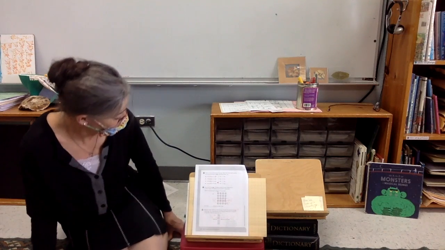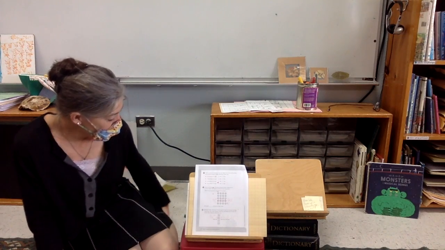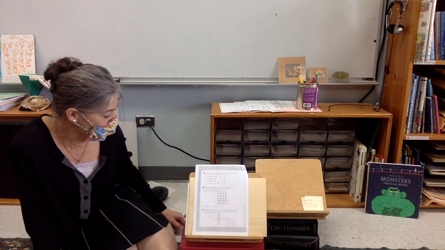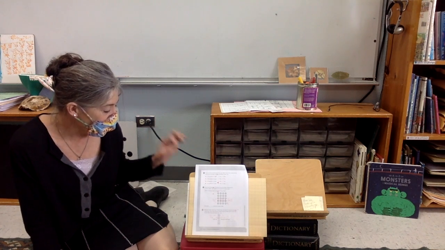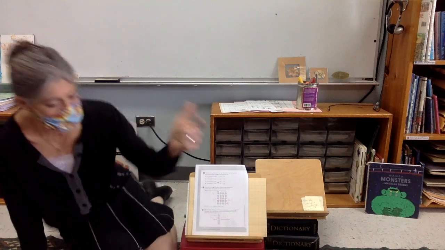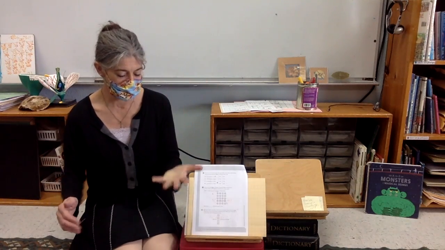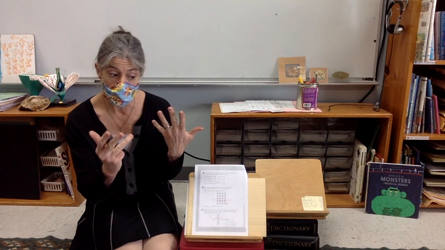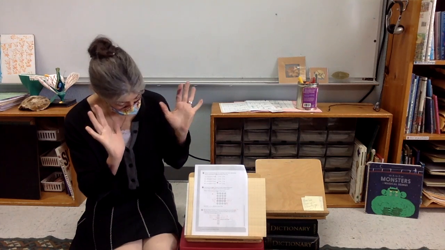Number 4. Sarah put some paintbrushes into cups. Select yes or no to tell whether she can put an equal number of brushes in each cup. A, 27 brushes in 3 cups. Well, let's skip count by 3s. Let's see if we can get to 27. 3, 6, 9, 12, 15, 18, 21, 24, 27. Oh, she could.